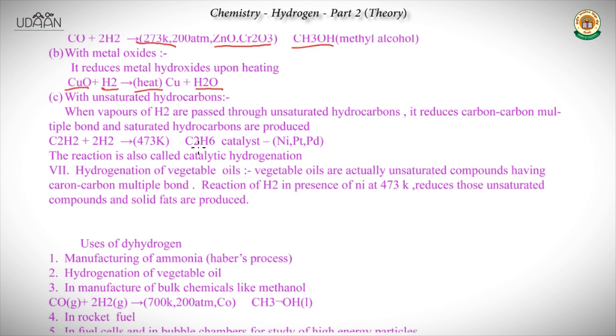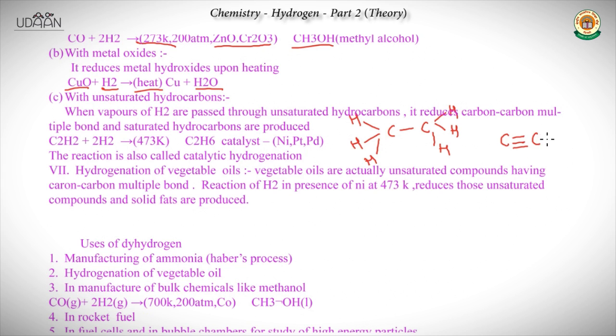What do you mean by saturated and unsaturated hydrocarbons? Saturated hydrocarbons are those which do not have any carbon-carbon multiple bond. Like in C2H6, there is no carbon-carbon multiple bond, that is, it is saturated. And in unsaturated compounds, we have a carbon-carbon multiple bond. Like, can you draw and tell how it is for C2H4?